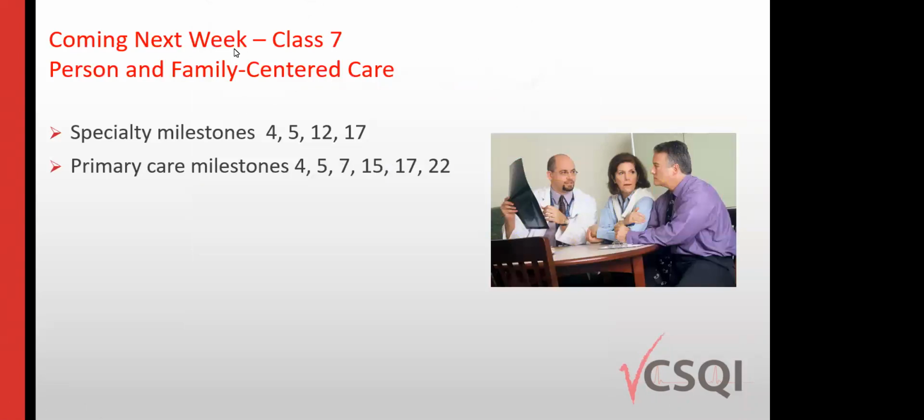All right. With that, the seventh class, the class that will be offered next week, will be focused around person and family-centered care. The milestones that we will address for specialty practices include milestones 4, 5, 12, and 17. And the milestones for primary care practices, we have 6 of them, will include number 4, 5, 7, 15, 17, and 22.